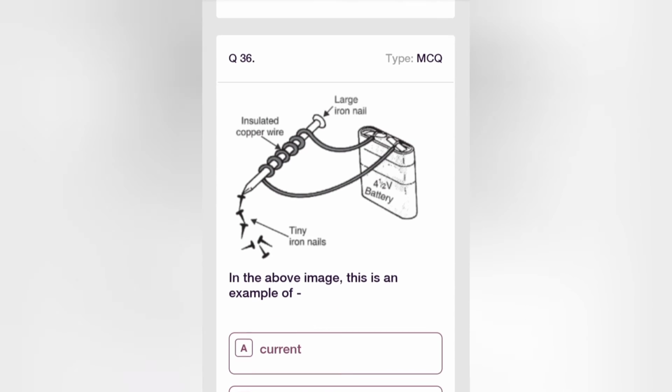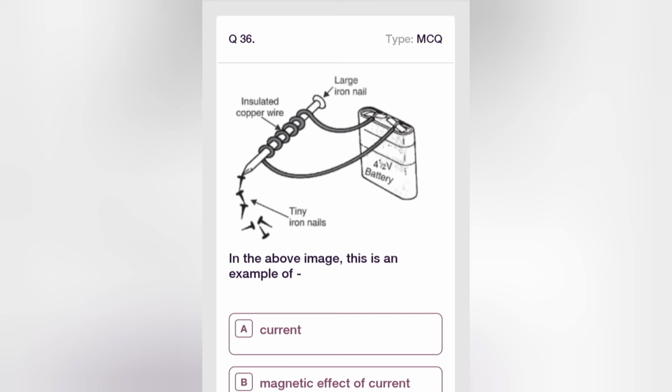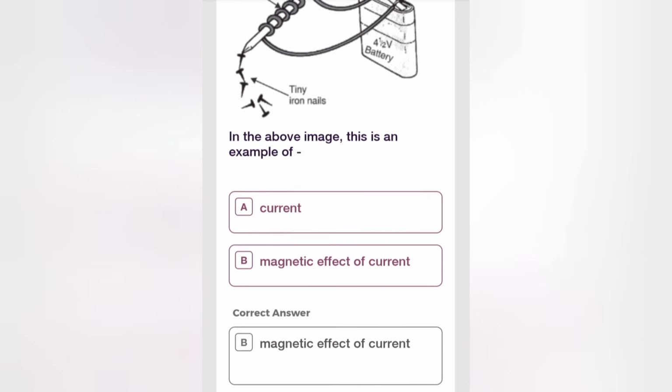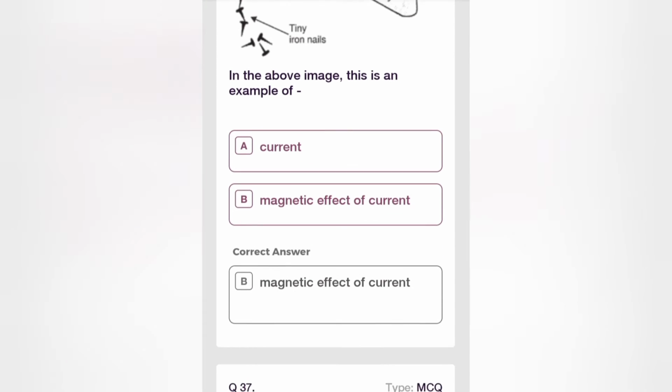In the above image, this is an example of current flowing. You can see that the wire is connected to a battery. And this is the solenoid setup, isn't it? This is the solenoid, and inside the solenoid we have a soft iron core. It behaves like an electromagnet, so it is attracting the iron nails. So this is the magnetic effect of electric current. When current is passed, the coil behaves like a magnet.